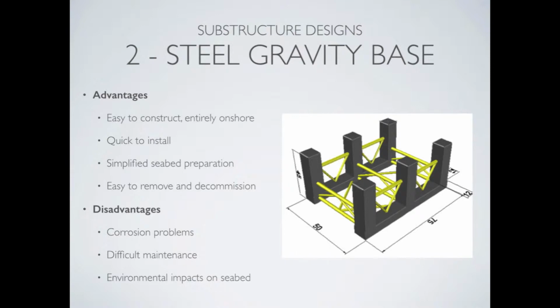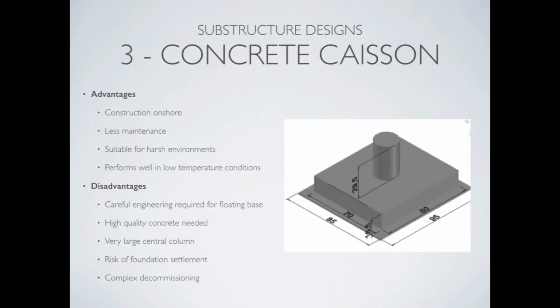The next design is a gravity-based structure. The columns will be made of hollow steel to ensure that the structure floats. The structure will be built onshore, floated to position, and sunk by self-weight and ballasting. This structure's advantages include simple construction, quick installation, easy removal and decommissioning. However, it requires a scour blanket and can suffer from corrosion.